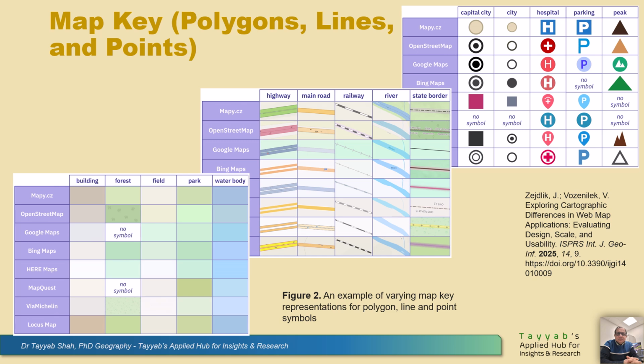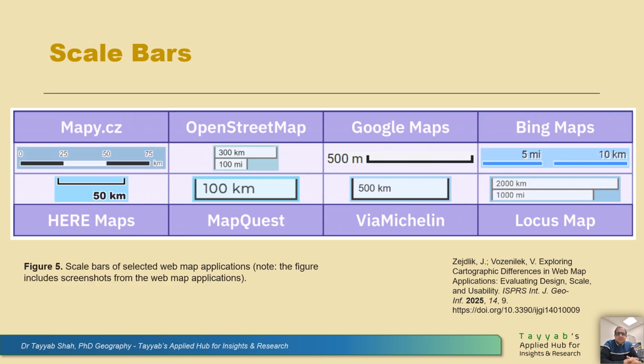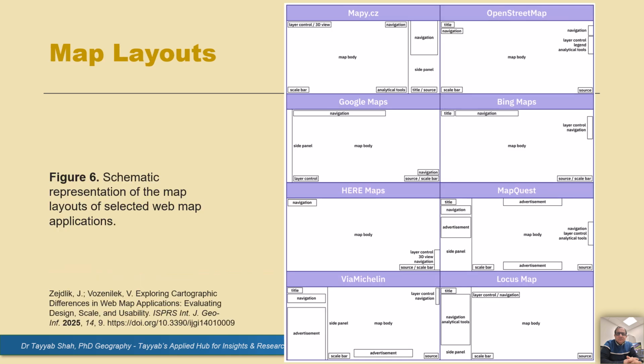And the points, you can see the city, whether the capital city, hospital, parking signs, and any peaks. So these are the different ways to use those spatial datasets when you are developing the front end or visualization for your web mapping. Scale bars are another way. You can see different styles of scale bars as well.